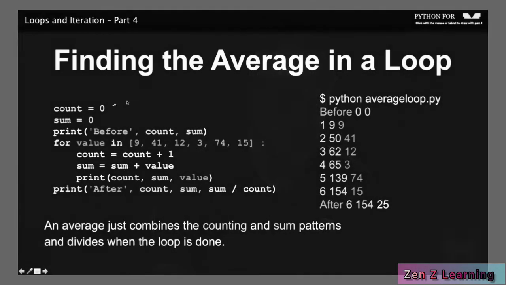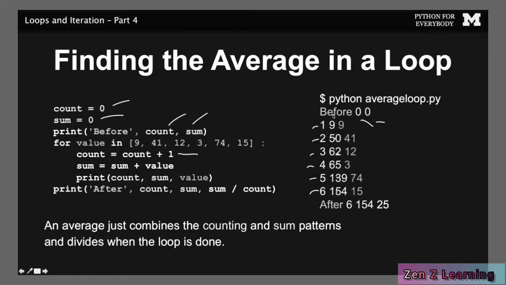And of course, we can do this with an average. So now we're going to have a counter, which we set to 0, and a running total, which we set to 0 in the variable sum. We're going to print out 0, 0, so the count and the total are 0. We run through. Each time through, we add 1, so it's going to be 1, 2, 3, 4, 5, 6. Then we have sum equals sum plus value, so 9, 50, 62, 65, 139, 154.